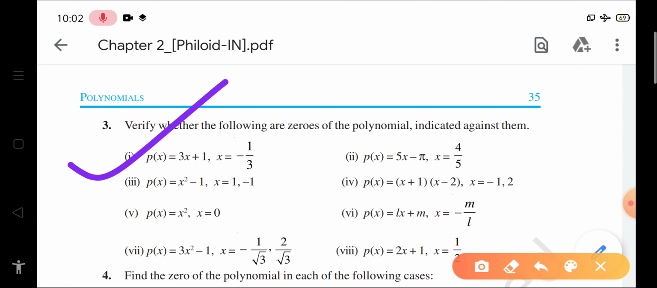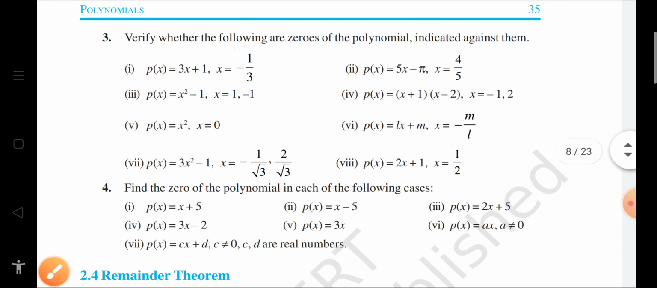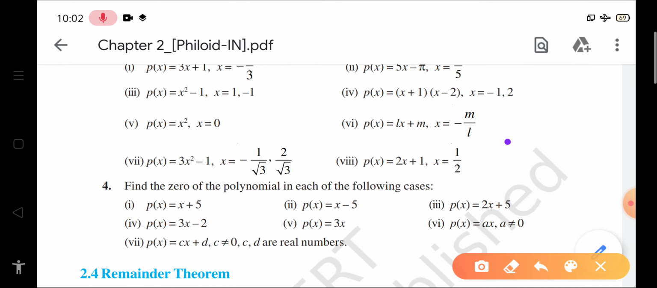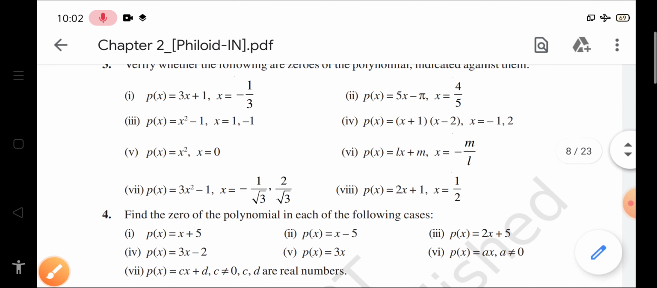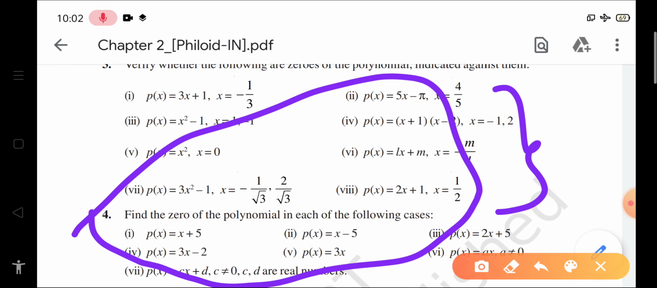In the same way you have to solve the questions, but we will discuss all these examples again tomorrow. Those who can solve, they can solve by themselves, they have to try. But if you cannot, then we will discuss all these questions tomorrow.